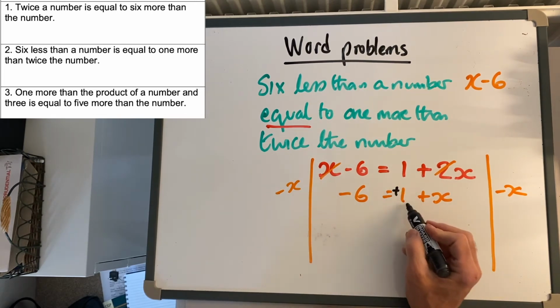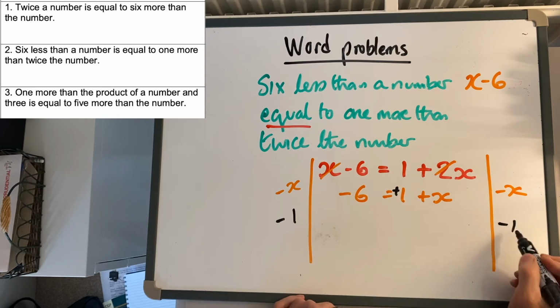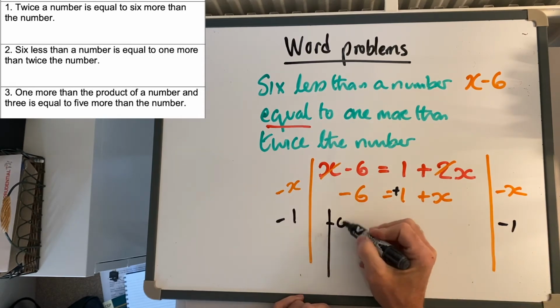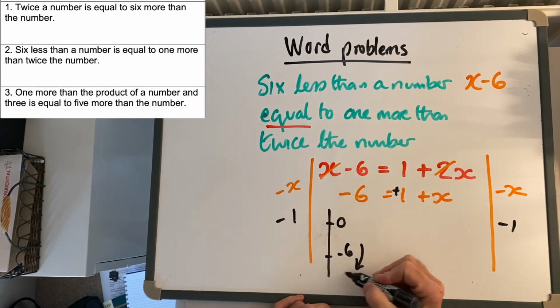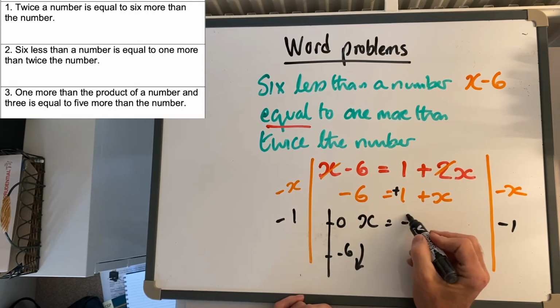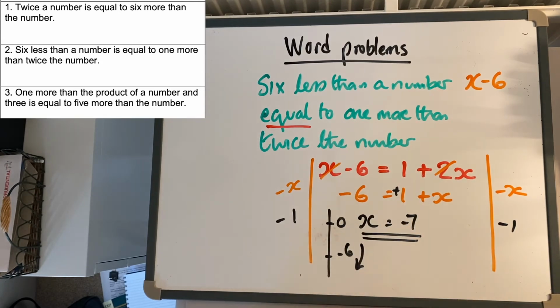You can't see it, but it's plus 1. So I'm going to get rid of the opposite. So I'm going to take away 1 from both sides. So don't forget, number line, minus 6, you're going down 1. So that x equals negative 7. It's quite a hard one, isn't it? 6 less than a number is equal to 1 more than twice that number. So let's go for question 3.